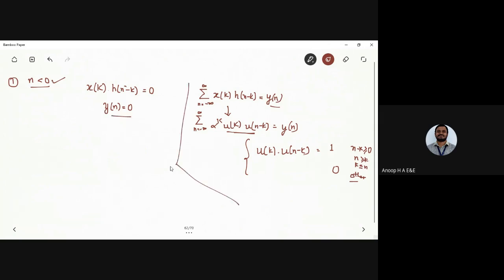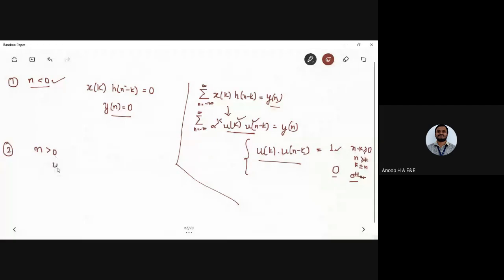So, this is how I make an interpretation of the given variables. That is the given problem here, where I'll be having u of k and u of n minus k. The product of it is 1, where you will have n greater than or equal to k and k less than or equal to n. So this is the first term what I've got here, and its magnitude here is 1, and it is said to be 0. Now n greater than 0.